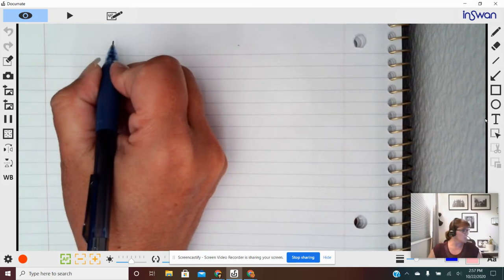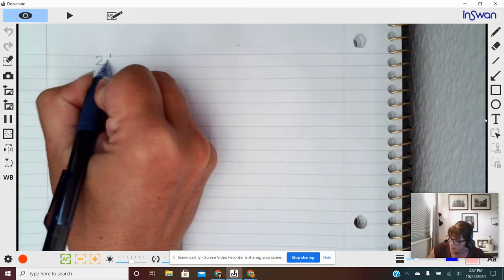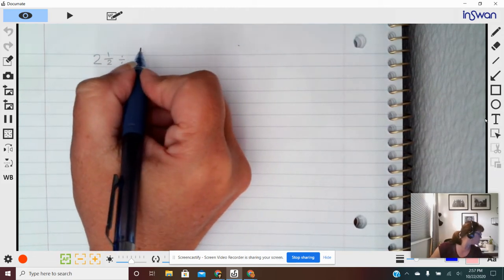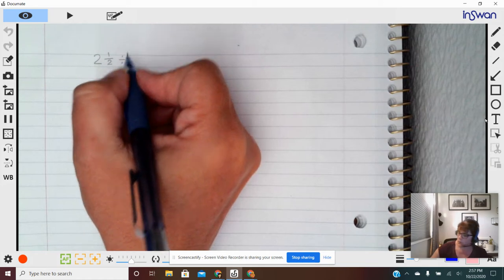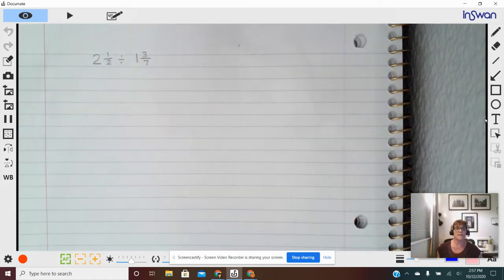And we're just going to do a simple one. This one is a mixed number divided by a mixed number. 2 1/2 divided by 1 3/7. No, that does not look like something I want to do mental math with. So I don't have to. I can calculate it.